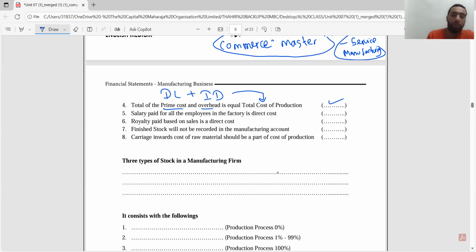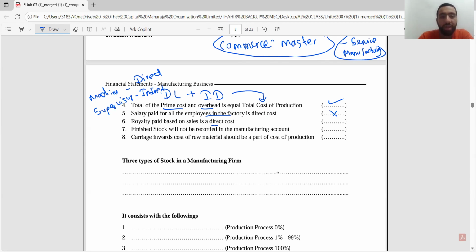Right. Okay. Salary paid for all employees in the factory's direct costs. එහෙමද? Is this correct or wrong? බය නැතුව දාන්න. Factory supervisor ගේ salary එක direct ද indirect ද? Factory supervisor ගේ salary එක indirect. Right? Machine operator ගේ salary එක මොනවද? This is direct. So everything is not direct. So this is wrong. Everything is not direct. So this is wrong.